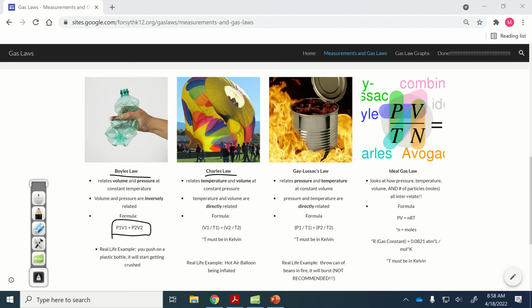Gay-Lussac's law relates pressure and temperature at a constant volume. So therefore, now I'm increasing the temperature, but I'm not allowing the volume to change. So what's that going to do inside the container? It's going to increase that pressure dramatically.